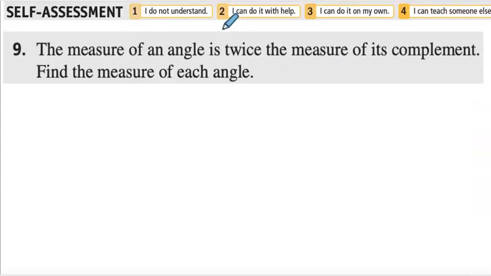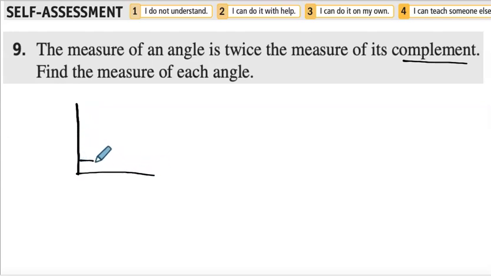Here's another question. This time I did not give you the measurement here. It says measure the angle. The measure of an angle is twice the measure of its complement. So the first thing I'm looking at is the fact that it says complement. Complement, I'm automatically thinking I have a right angle here. There's some kind of complementary angles here. I'm splitting this angle up into two angles, and both these angles are going to equal 90 degrees.